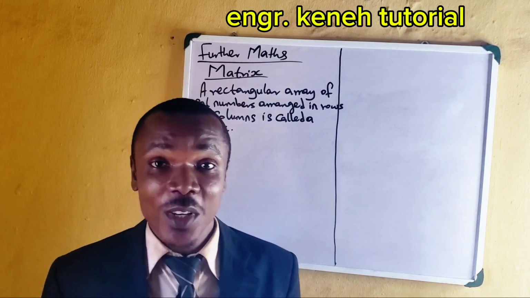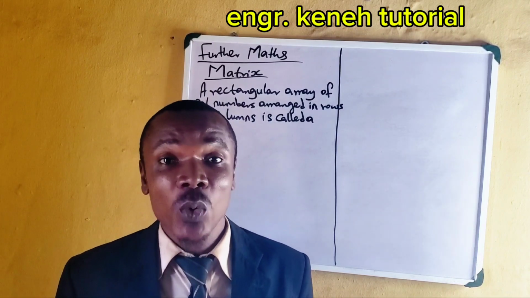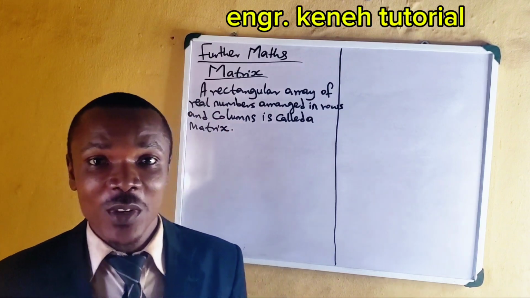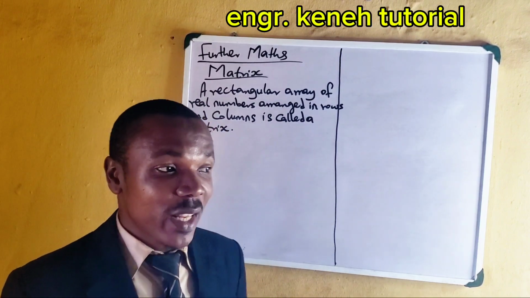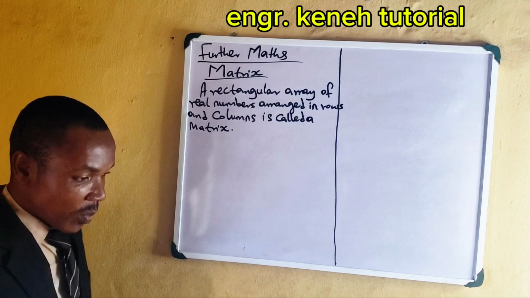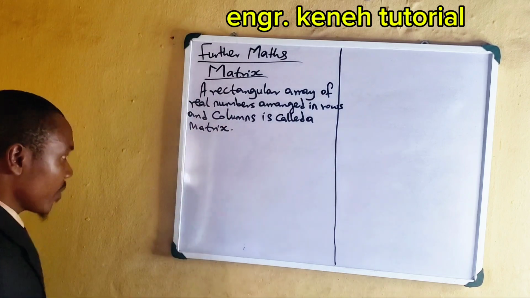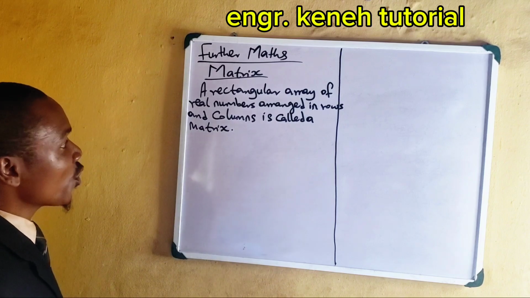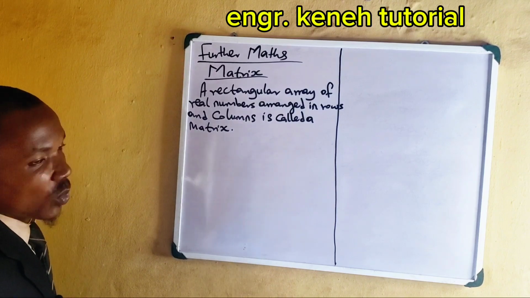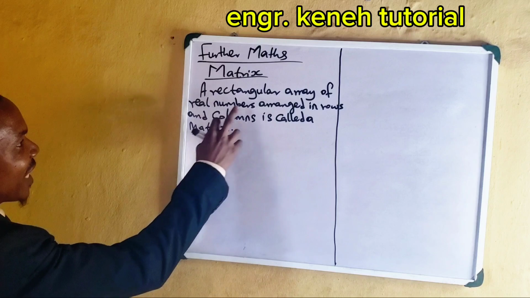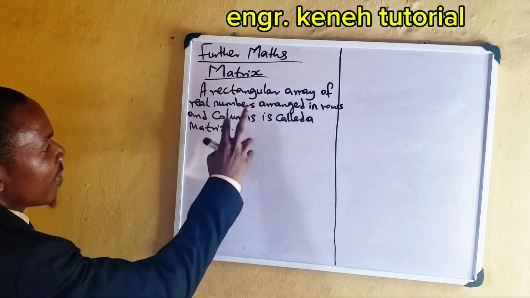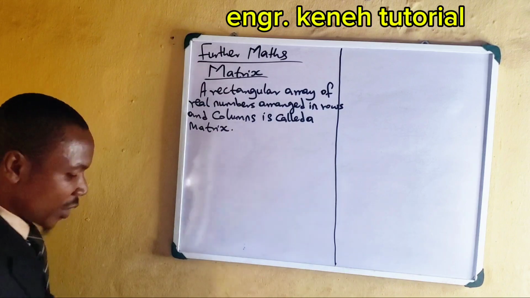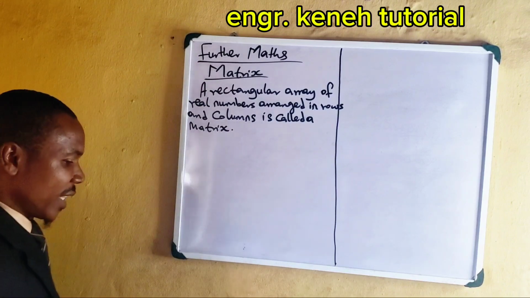Today, we want to discuss further mathematics. And the topic we want to discuss today is matrix. It is the topic that everybody knows very well. Today, like I said, we want to discuss what matrix is all about. All right? A rectangular array of real numbers arranged in rows and columns is called what? A matrix. Is it clear?